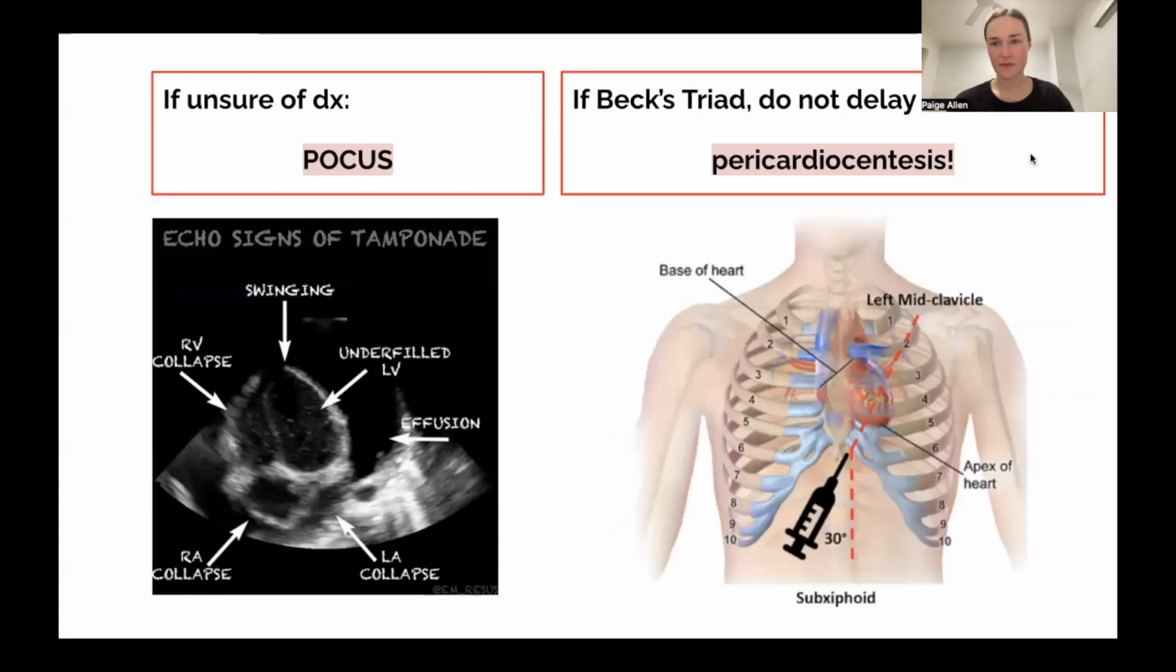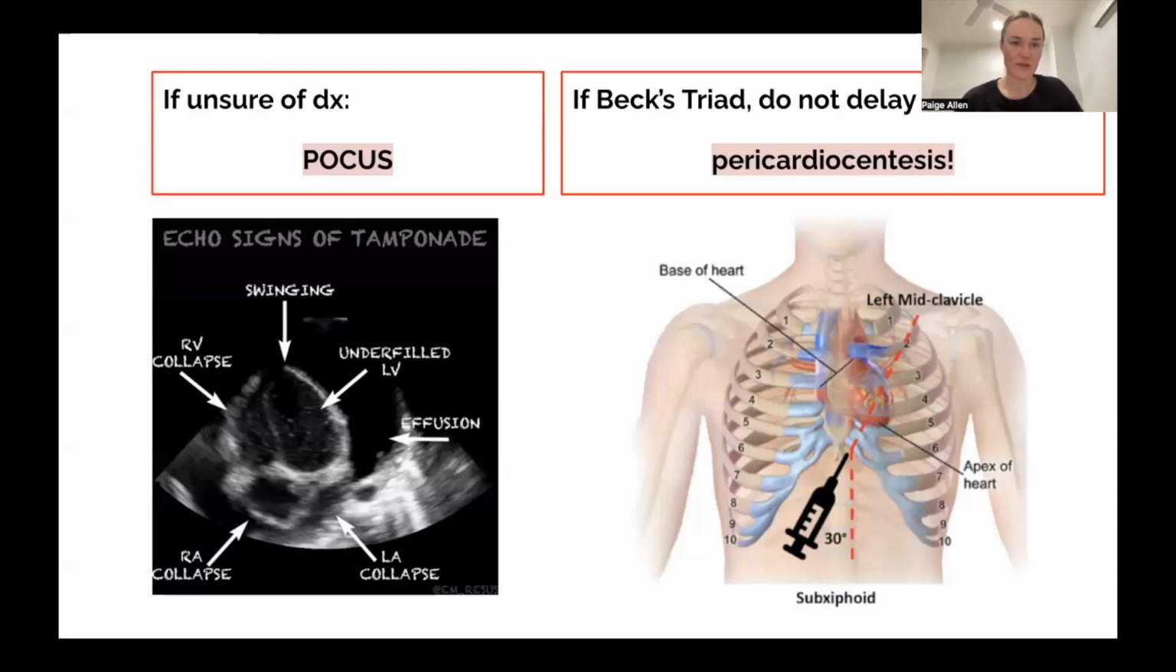Generally, if someone has those symptoms of Beck's triad, you go to the urgent management, which is pericardiocentesis. So put a needle in, take the fluid out. Makes sense, fixing the problem, and then obviously fix whatever's actually causing it. But if you're unsure of the diagnosis because they don't fulfill all of Beck's triad, you do a POCUS. That's a point of care ultrasound. So that's an urgent echo essentially.